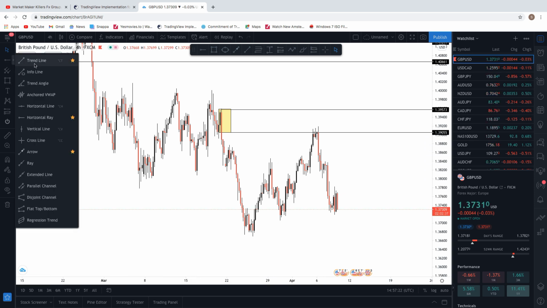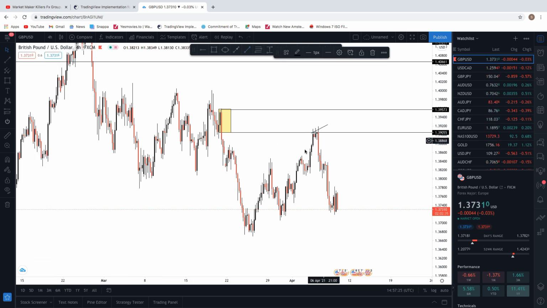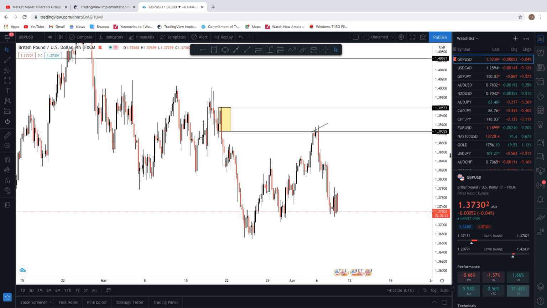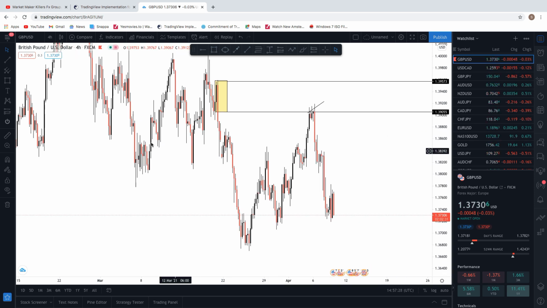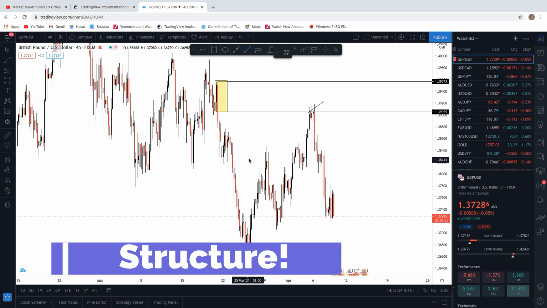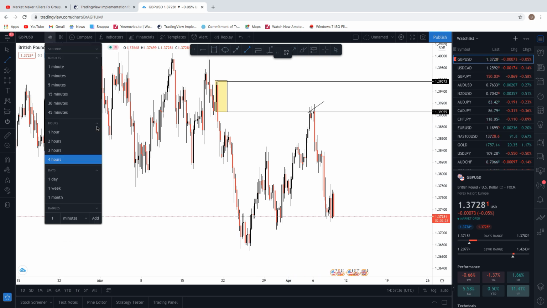In this case, we can see that price is coming from supply, a nice decision area. Price gave us a very good approach to that area. We can see that approach back to that area. So now the next thing we want to ask ourselves is the structure.